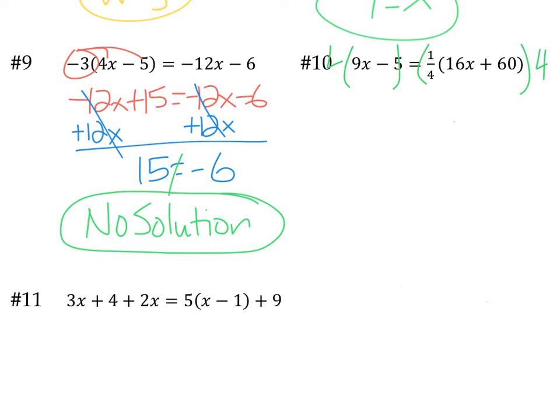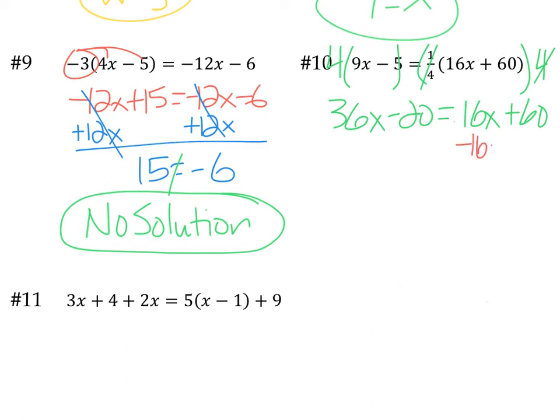The 1/4 and 4 are going to cancel each other out. Those cancel each other out. And then we distribute the 4 on the other side to get 36x minus 20 equals 16x plus 60. We don't multiply the 16x and 60 by 4 because they're being multiplied by 1/4 and 1/4, which have canceled each other out. And now we can solve the equation from here.